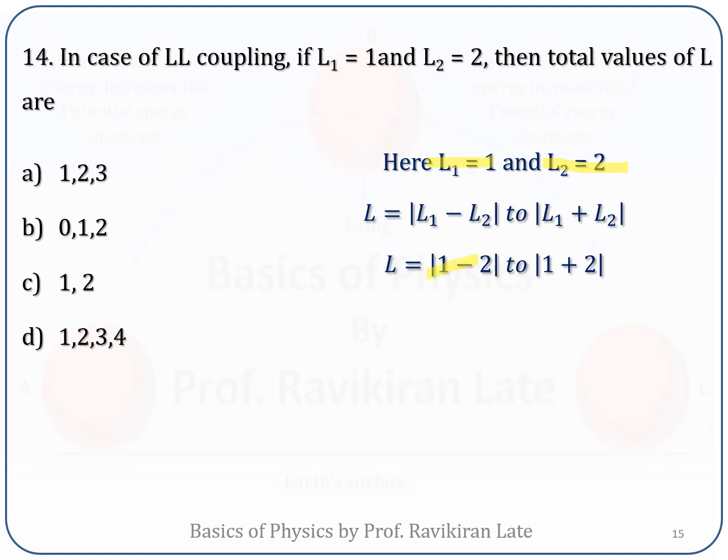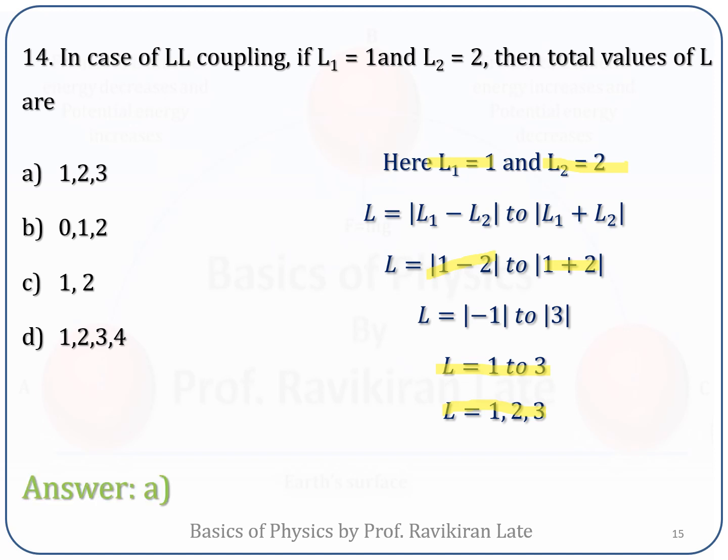First we take the difference and the second time the addition. So 1 minus 2 is minus 1, and 1 plus 2 is 3. If you take its modulus, it will be 1, 2, 3. So in integer steps, it is 1, 2 and 3. If you look at the options, option number A represents the correct answer for this question.